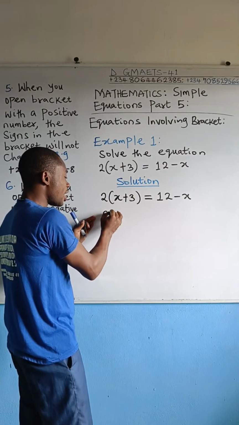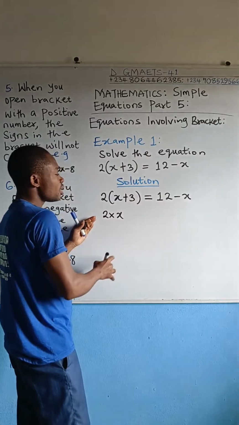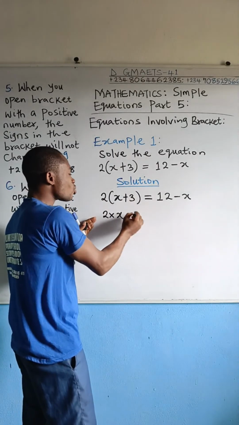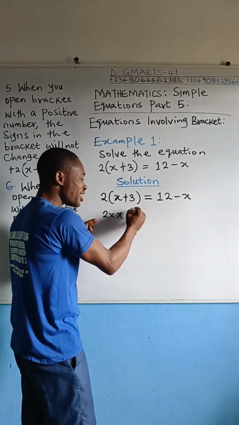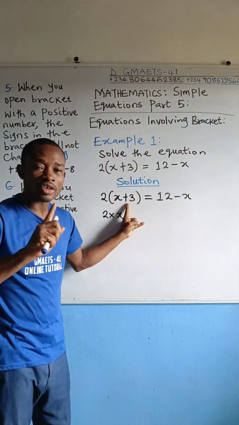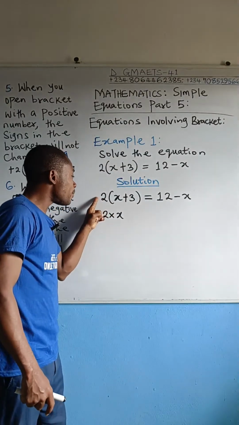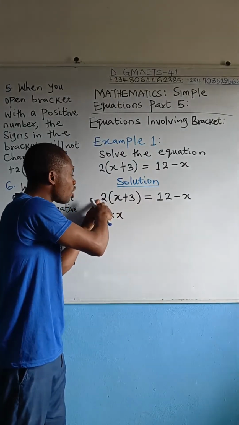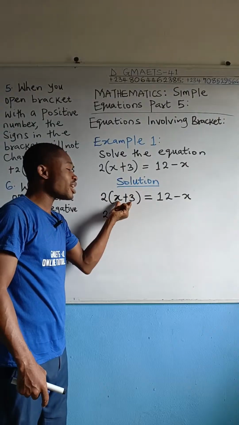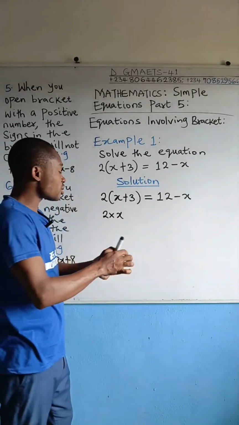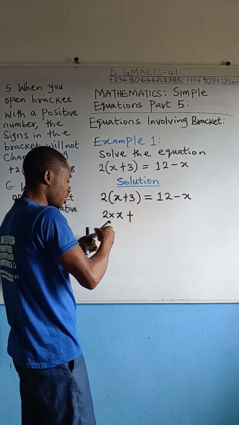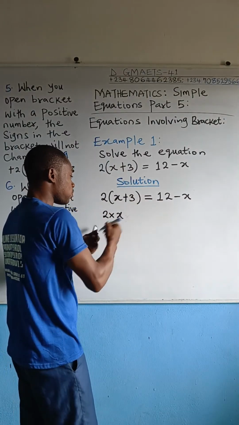All right, let me just show the working. This is 2 times x. Then before you move on to this 3, you can just write the plus in front of that 3. Why? That plus will not change because the number that you are using to open the bracket, the number just before the bracket, is a positive number. So the sign inside the bracket will remain the same. So I can just simply bring down this plus before I use 2 to multiply 3.